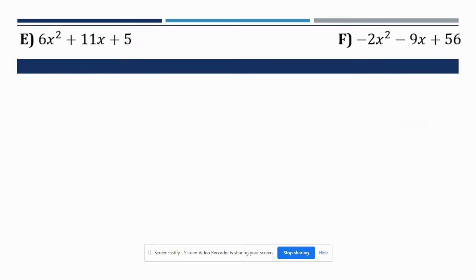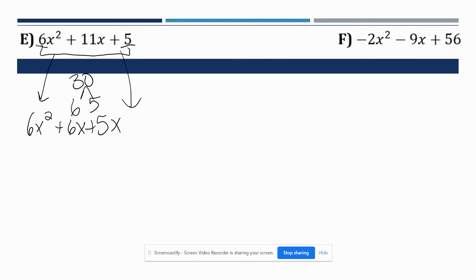Letter E. 6, 11, and 5 do not have an overall common factor. I cannot take x out of them because they all three don't have an x. So we're straight to 6 times 5 is positive 30. The factors of positive 30 that add to positive 11 are 6 and 5. 6 times 5 is 30. 6 plus 5 is 11. Bring down our 6x squared. This is a positive 6x, a positive 5x, and bring down our 5.